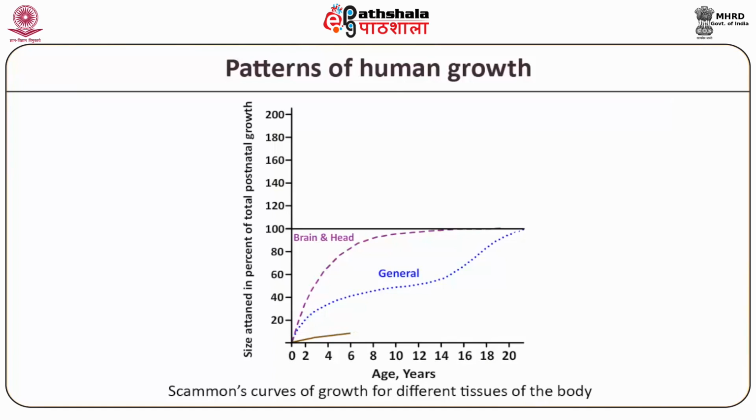Reproductive curve illustrates the growth pattern of primary and secondary sexual characteristics. Now, what are the primary reproductive characteristics? They are the ovaries, uterus in females, and testes and seminal vesicles in males, whereas secondary sexual characteristics include the breast in females, larynx in male, pubic hair, and others.